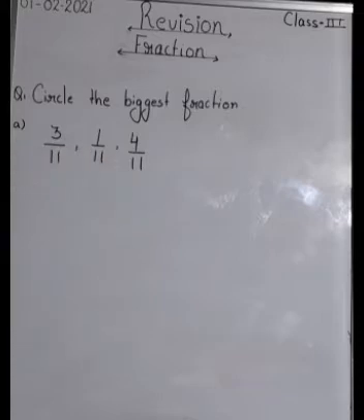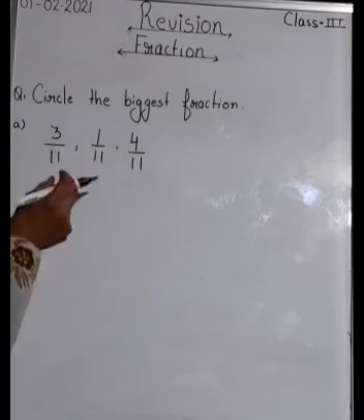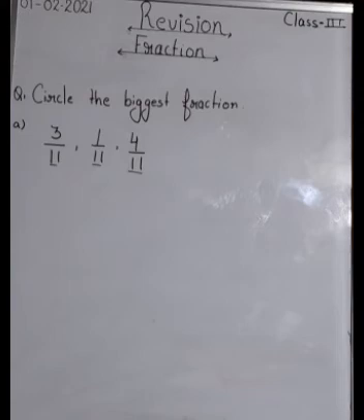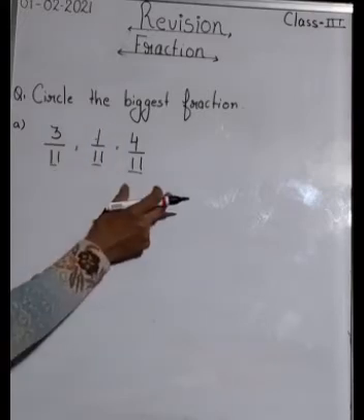Now we will do one question from your exercise, that is, circle the biggest fraction. Here I have written some fractions: 3 by 11, 1 by 11 and 4 by 11. You can see that all of them have 11 in their denominator. It means they are like fractions. Now we only have to compare the numerators because the denominators are the same.